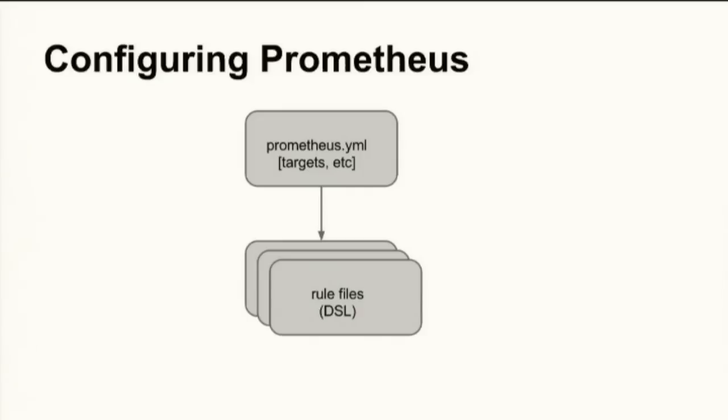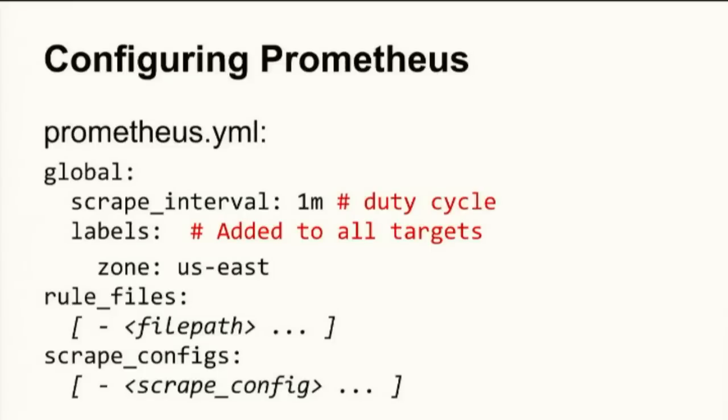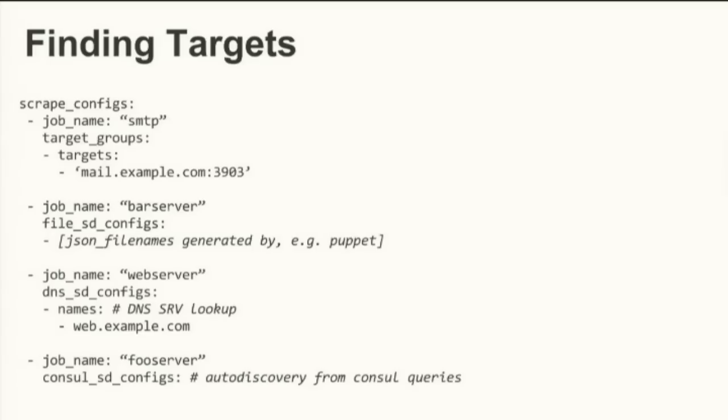Okay, so now we're collecting the data. We have to tell Prometheus where our targets are. It has a global config, which is a YAML file, which has who are my targets and which rules should I load. The rules files are a little DSL. Globally we want to say there's a default scrape interval of 1 minute. We're going to apply some labels to everything we collect, and then there's other config that says how we're going to collect things and what rules we're going to apply. So we'll get to the rules in a little while.